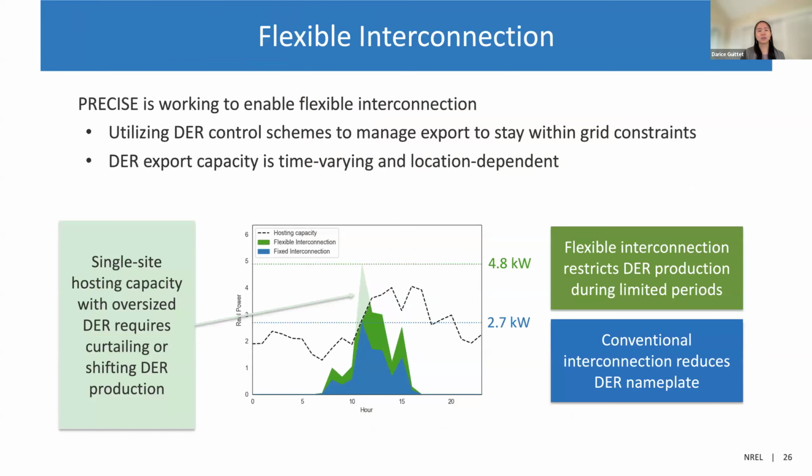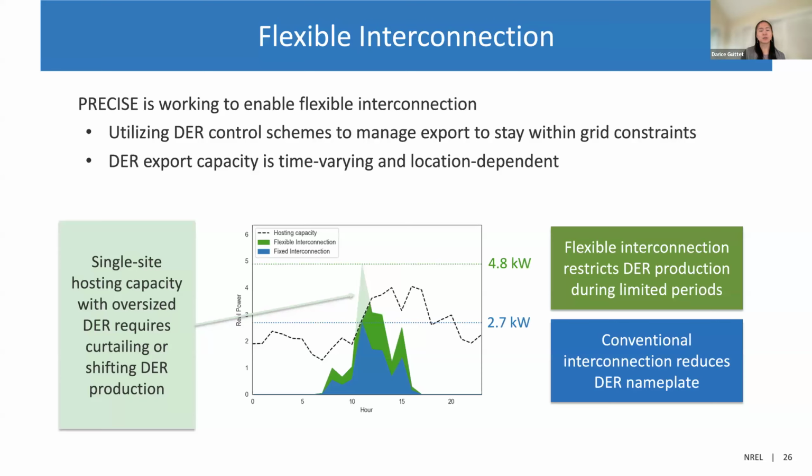And the second major feature is flexible interconnection. Flexible interconnection is a broad term that covers a range of methods, but the idea is to use DER control schemes to manage export to stay within grid constraints. Many utilities have already hit their hosting capacities, such as in California, New Mexico, Colorado, and Hawaii. As places get higher and higher levels of DER, such as PV, they're eventually going to hit that limit, and the only way to keep accommodating more is flexible interconnection. So it's an immediate solution for a current problem.